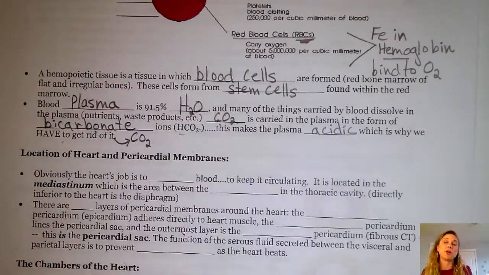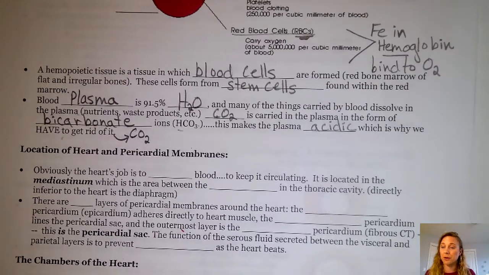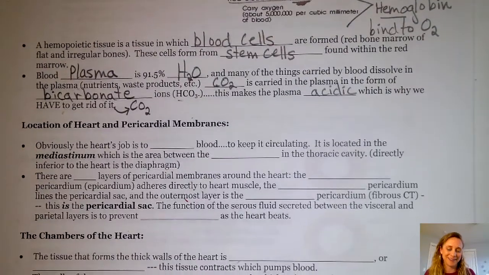If you have asthma, your tissue is actually not going to get rid of CO2 very well. That's actually the bigger problem. So, yeah, make sure you control that asthma.